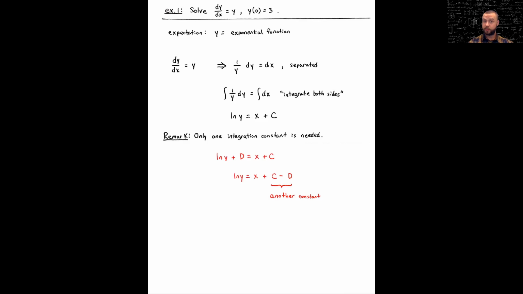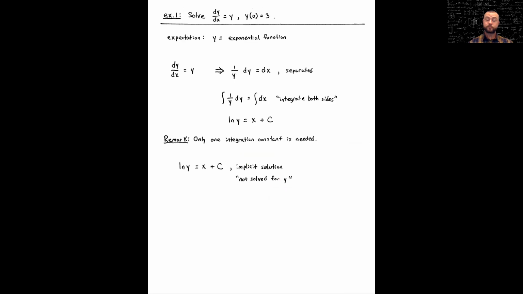All right, so with that, we have what we're going to call the implicit solution. So we basically have solved, we undid the derivatives. For an implicit solution, this is where the solution that we get is not solved for y. Think back to Calc 1 with implicit differentiation.